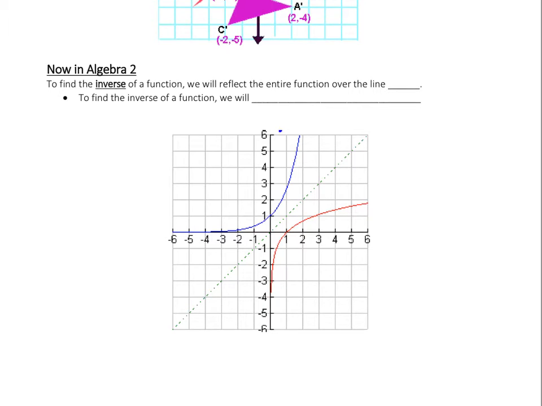So what we're going to talk about in Algebra 2 is how to do this first algebraically, but this is what it looks like graphically. So let's fill in the blanks. To find the inverse of a function, we will reflect the entire function over the line y equals x. So again, same thing as geometry, but now we're going to reflect all of the points that make up this curve and flip it over this line, and all those points that we would get would make this curve here. So we're just going to connect a few points and make the inverse function. And again, to find the inverse function, we will do what? We will switch the x and y values.